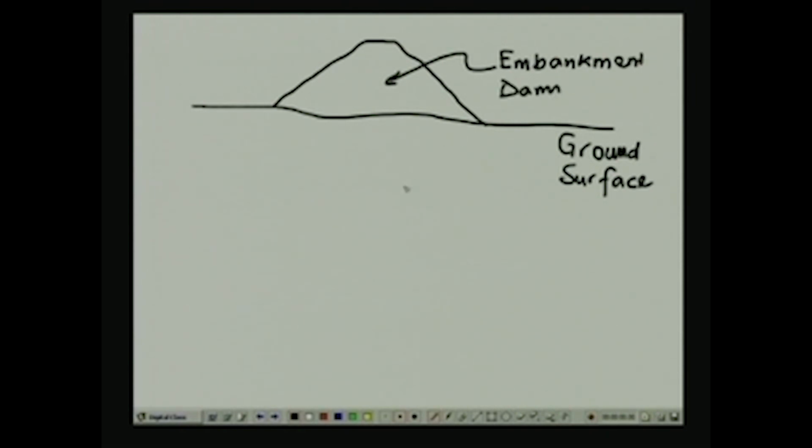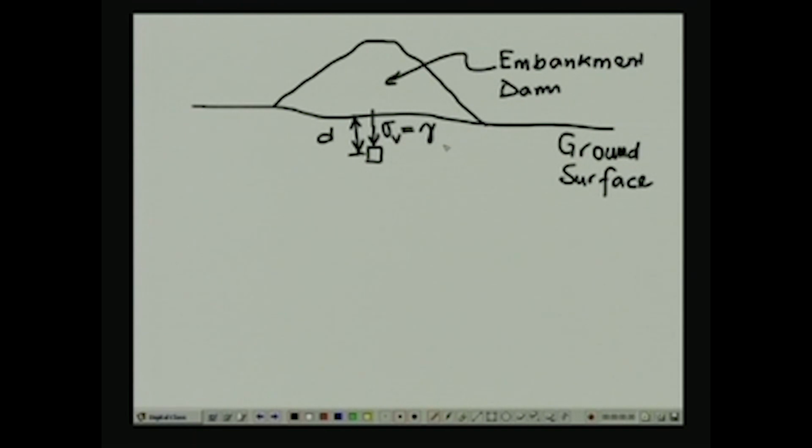Embankment dam at this location. Now, because of this dam construction, the soil elements underneath the dam will feel a larger vertical pressure in comparison with its original value. So, let us say originally you had a vertical pressure at that level of sigma v prime that arose because of a soil column of that much depth. So, this was the original vertical pressure.